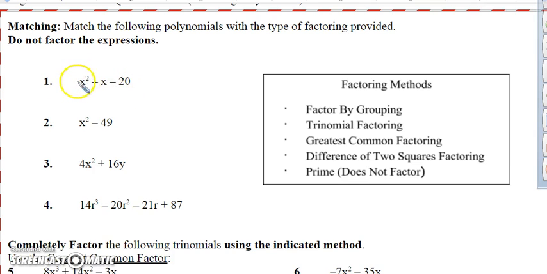This first one is three terms, so you have a trinomial. And if you look, a right here is 1. There's nothing there, so it's an understood 1. So this is just trinomial factoring.